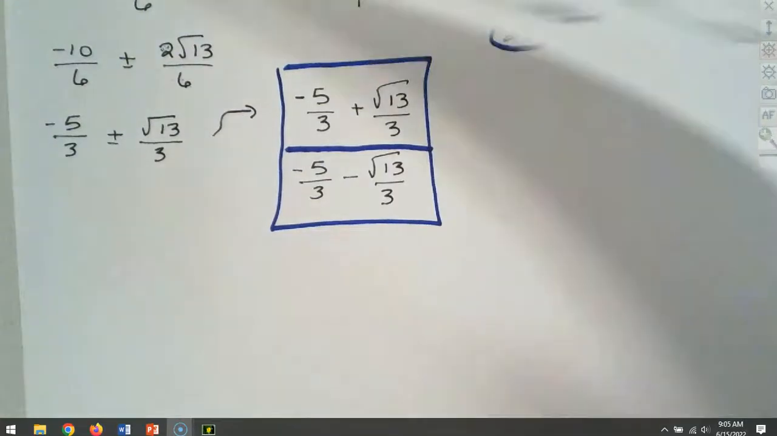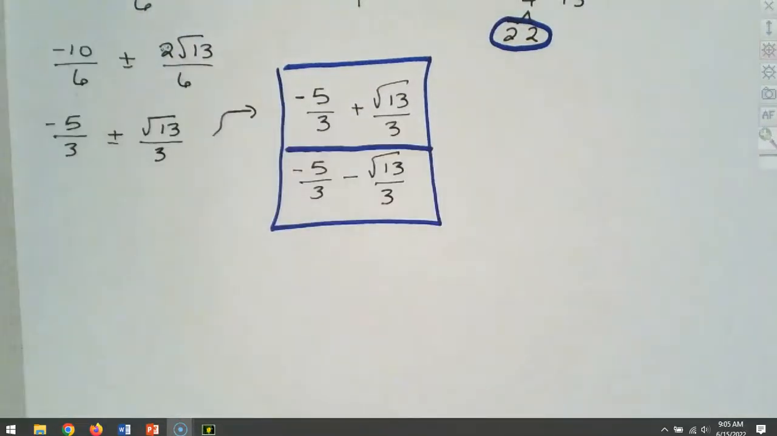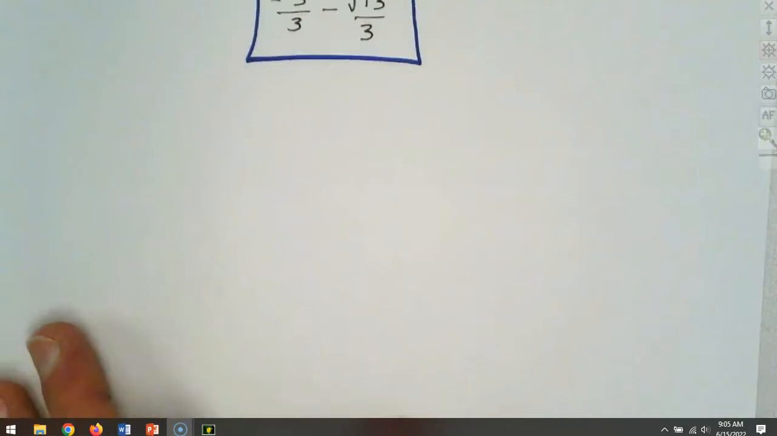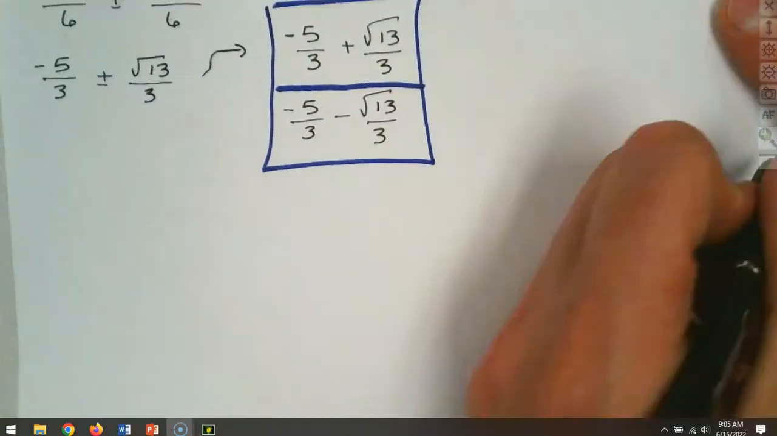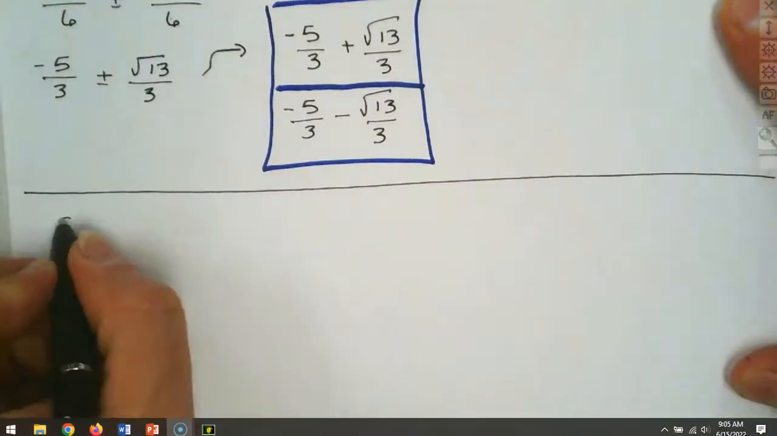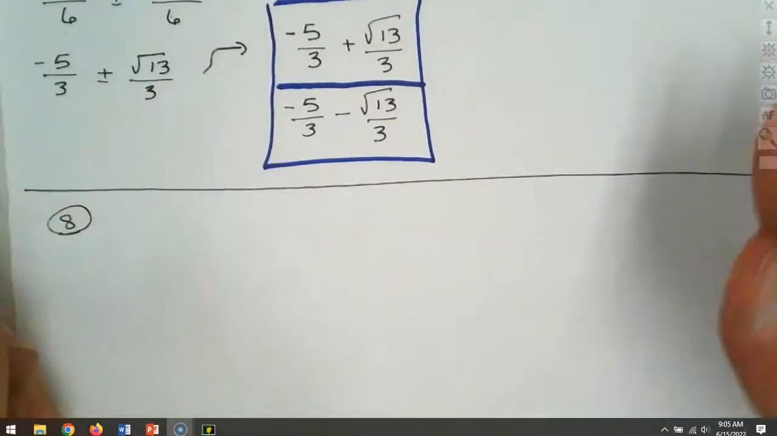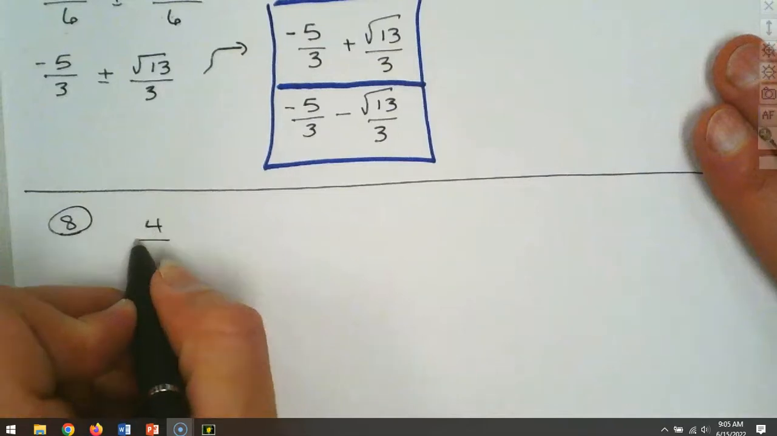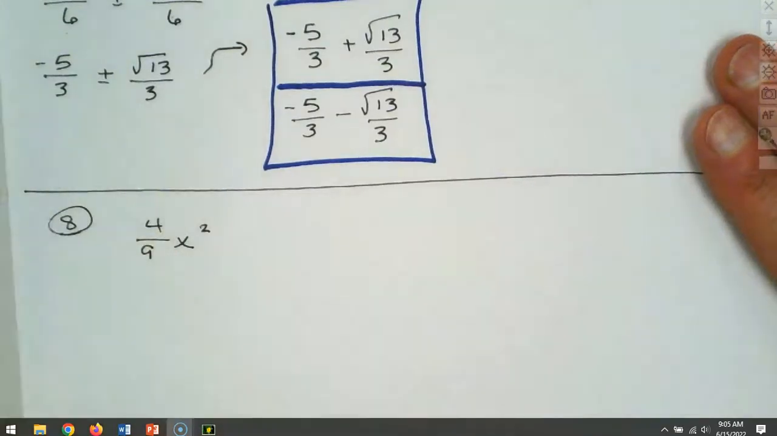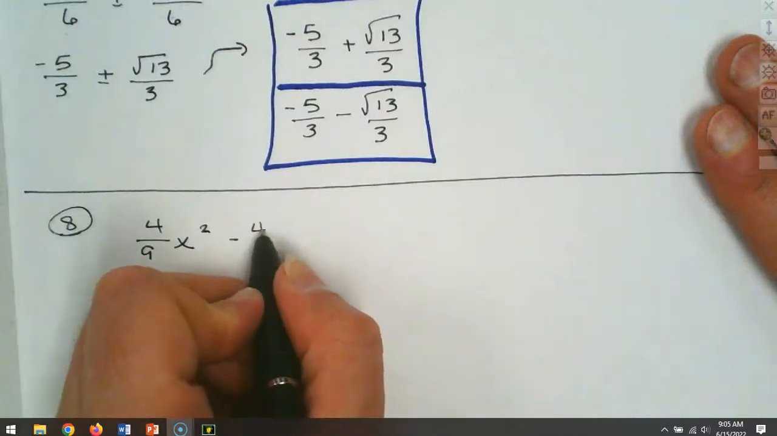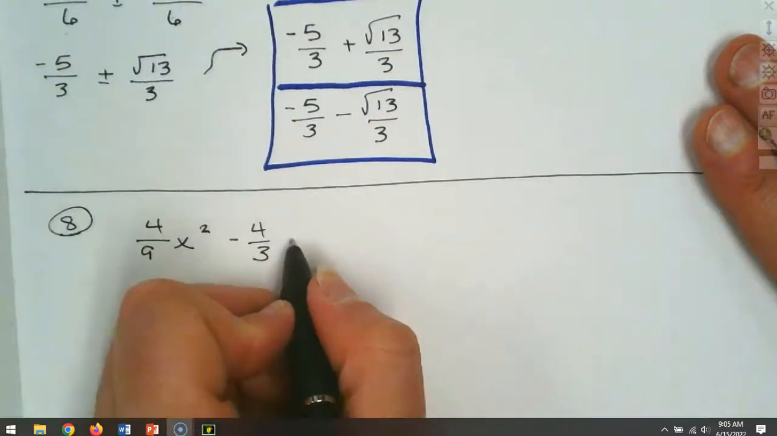Question 8, similar to one we did last time, just different fractions is all. I'll leave this up here for a moment. Question 8, we still have to clear the fractions again. But this one has numbers below. I think the one that I gave you as an example, we multiplied by 3. This one we're going to have to multiply by 9.